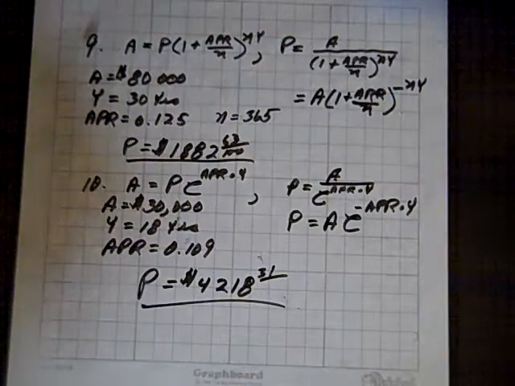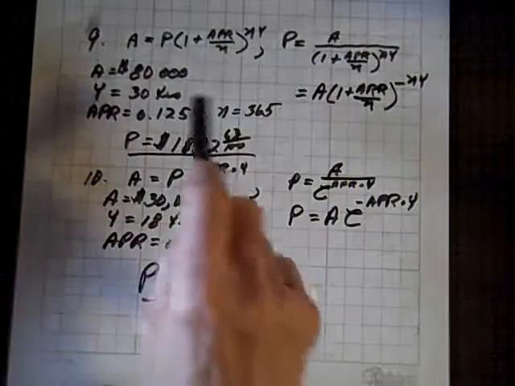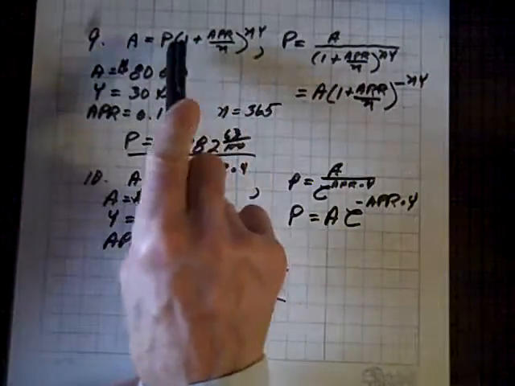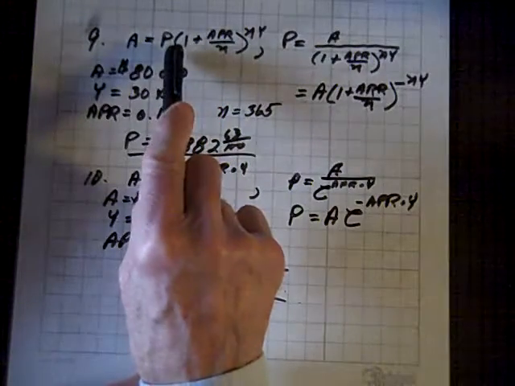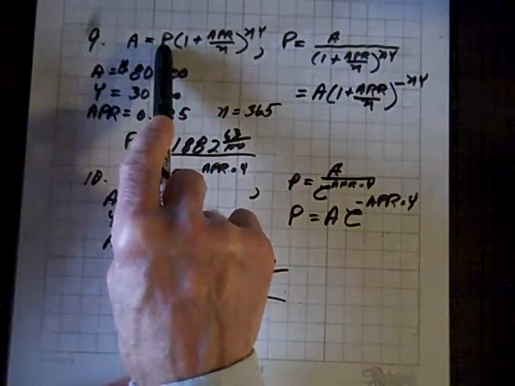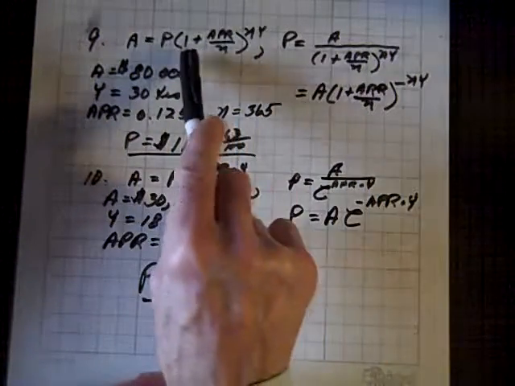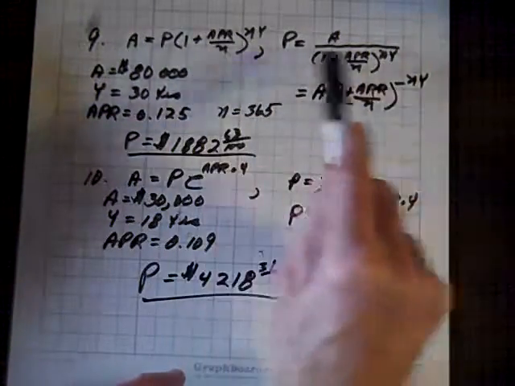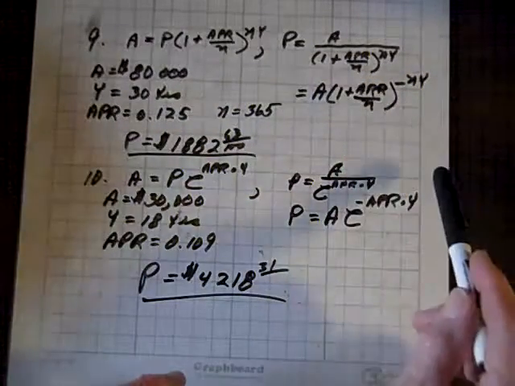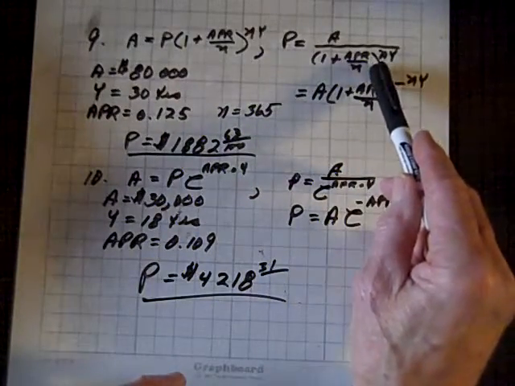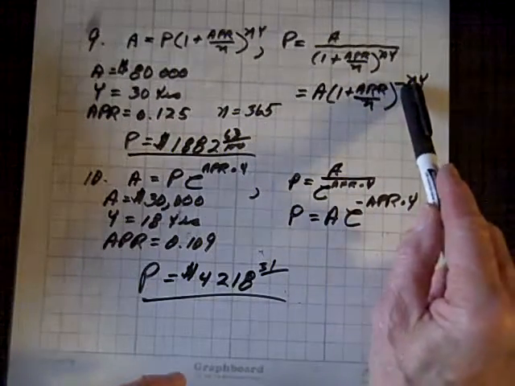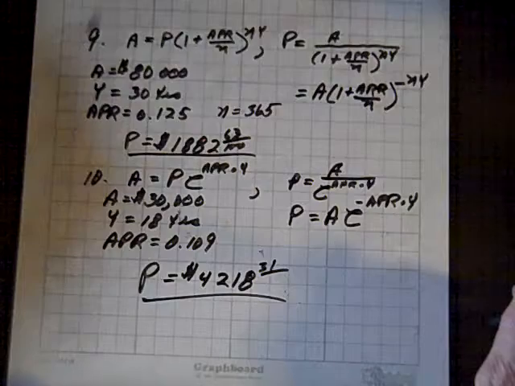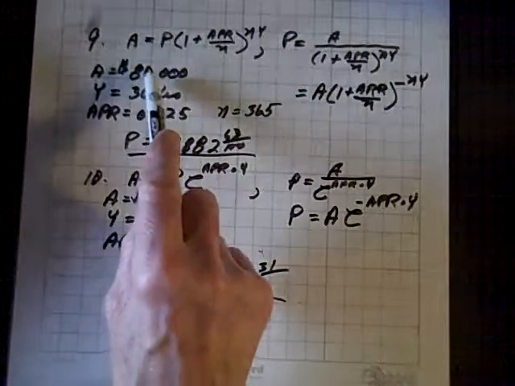So now let's move on to questions 9 and 10. For question 9, our task this time is to take this equation and solve for the principal. So to do that, we'll just divide both sides by this factor, and that's what we get. On the other hand, we can move this base up into the numerator simply by changing the sign on the exponent.